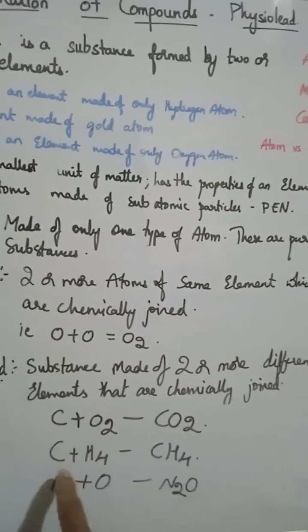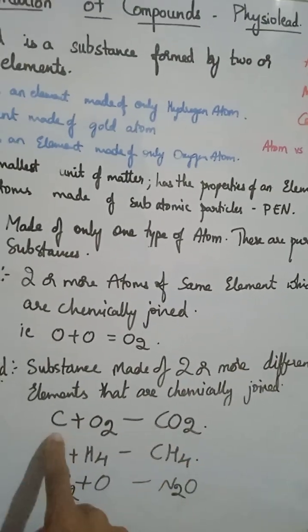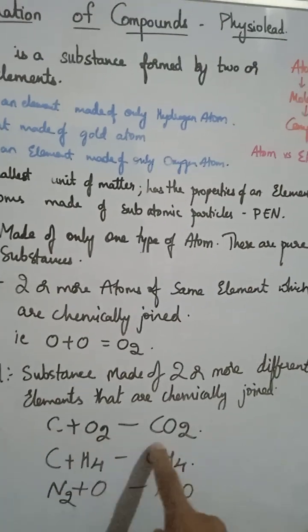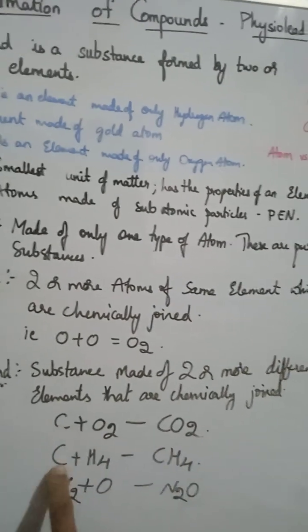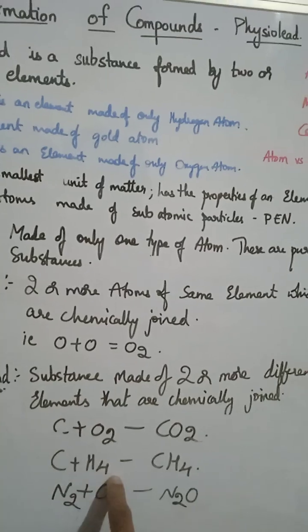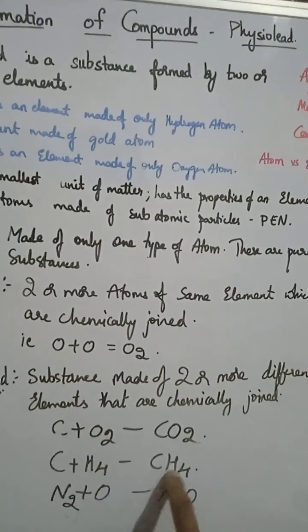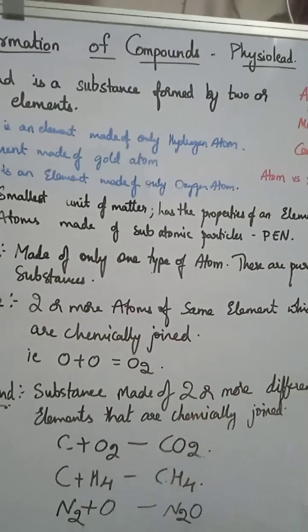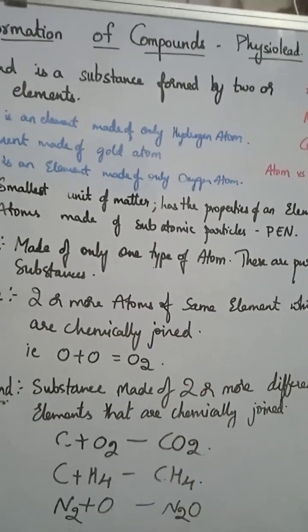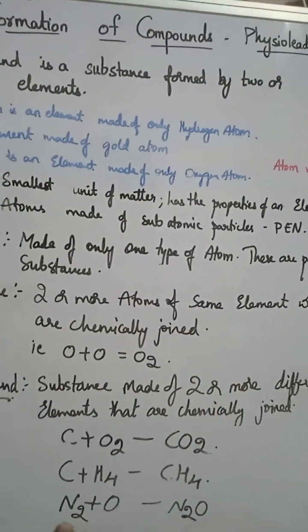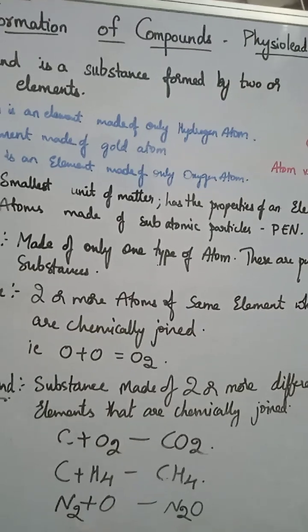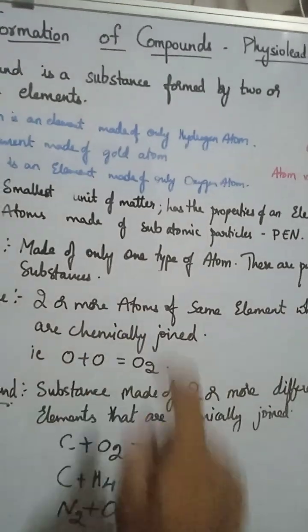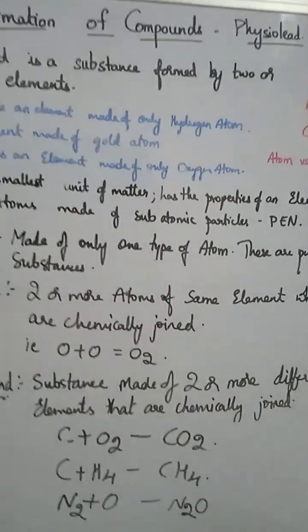Carbon with an oxygen molecule forms carbon dioxide. Carbon with four hydrogen atoms forms methane. This is CH4. CH4 is nothing but methane, a methane compound. And nitrogen with an oxygen element forms nitrous oxide.